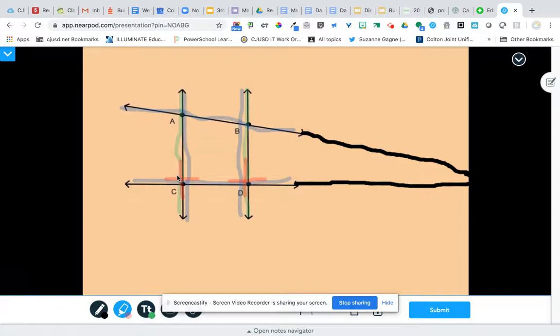And so that, I hope, helps you to understand these concepts better. And I would like for you to continue on and complete the rest of the slides in this mini Nearpod.